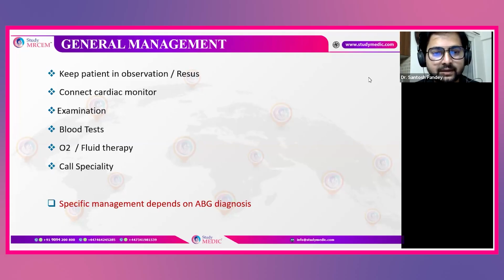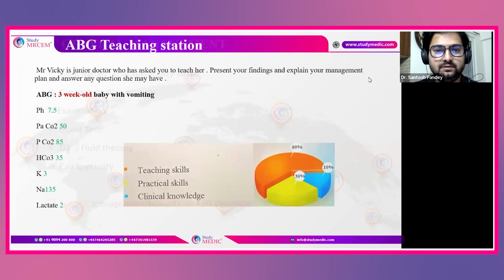And then specific management, as I have told for ECG, depends on the ABG diagnosis. Now we'll come to the ABG of this patient to talk about specific management. So they told it's a 3-week baby. So a 3-week baby came to the ED with vomiting. Now, if the baby is vomiting since birth, then the most likely diagnosis is HPS, unless anything is proven otherwise, it is HPS always.